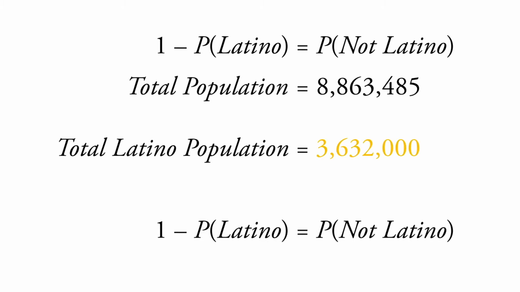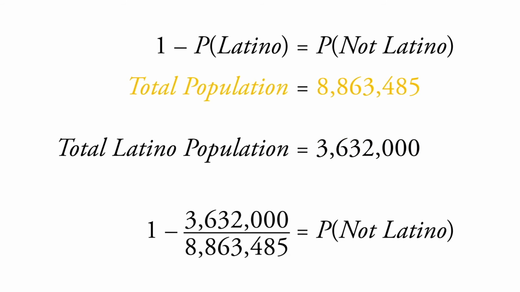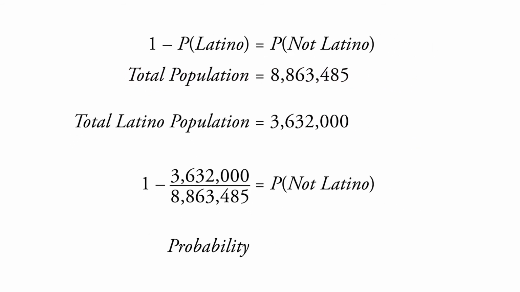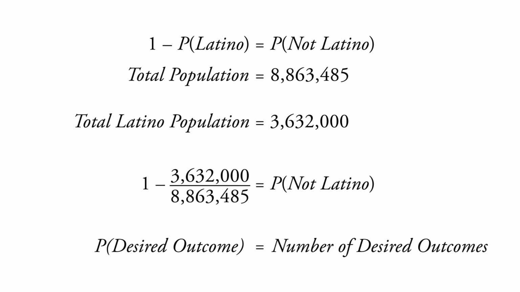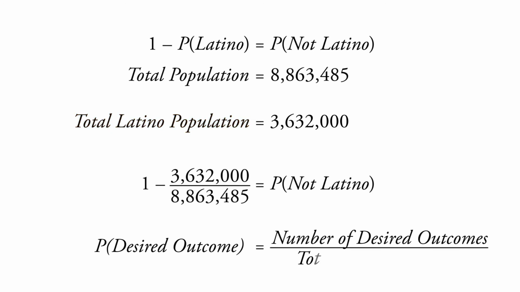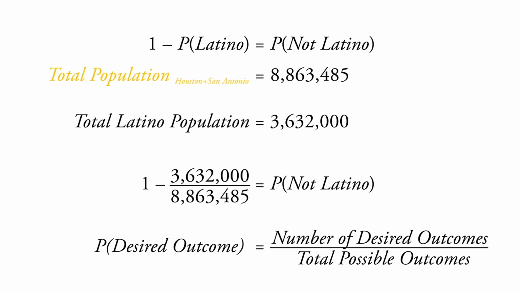So we'll take this number here, 3,632,000, and we will divide it by the total population, because that's what probability is: the number of occurrences where the condition is satisfied, in this case the person is Latino, divided by the total number of possible occurrences, which in this case is the total number of people in San Antonio plus Houston.